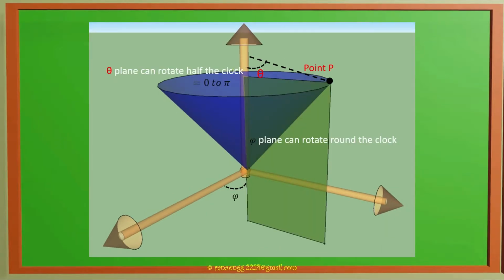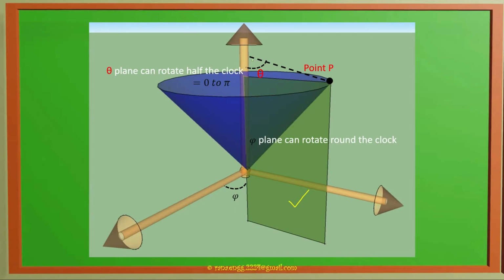So the first angle is angle theta, which we calculate from the apex. Then we have radius r. The third angle we require is angle phi. This plane shows a constant phi plane, because on this particular plane this angle will be the same everywhere. If this is 30 degrees, for this entire plane this angle will be 30 degrees.